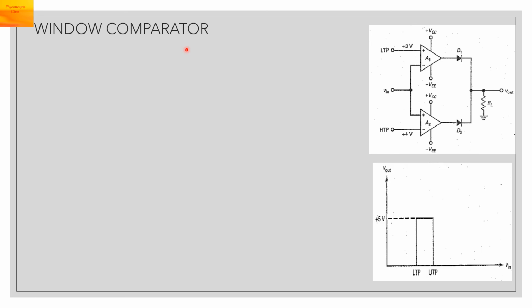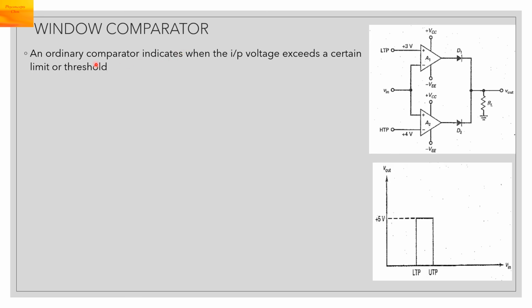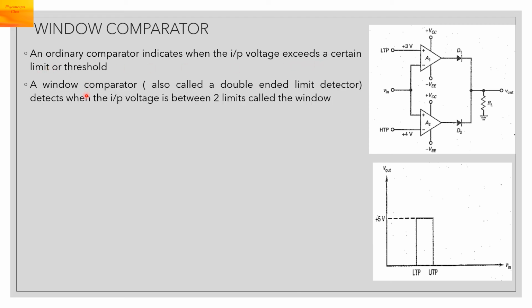Next is the window comparator. An ordinary comparator indicates when the input voltage exceeds a certain limit or threshold. A window comparator, which is also called a double-ended limit detector, detects when the input voltage is between two limits called the window. To create a window comparator, we will use two comparators with different thresholds.